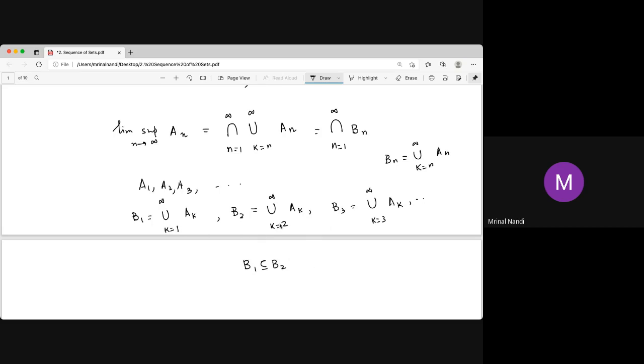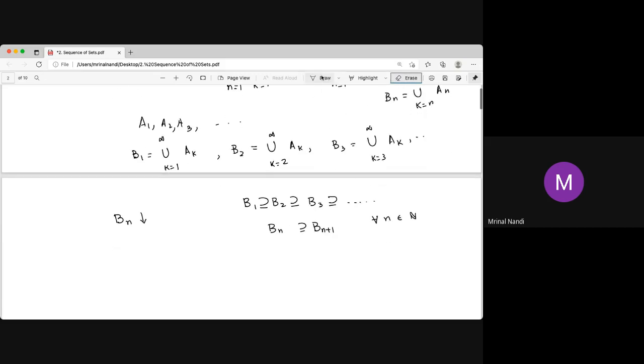So B1 is a subset of B2, oh sorry, it's the other way: B1 is a superset of B2, because we drop A1 in B2. So this is a decreasing sequence. That is, Bn is a superset of Bn plus 1 for all n in the natural numbers. So Bn decreases.